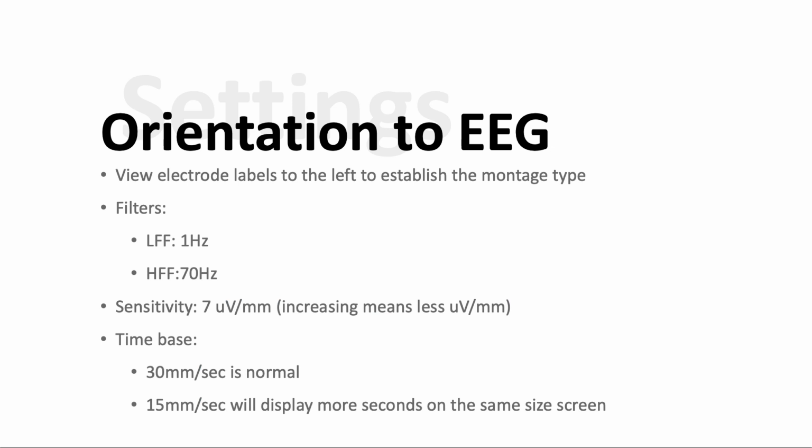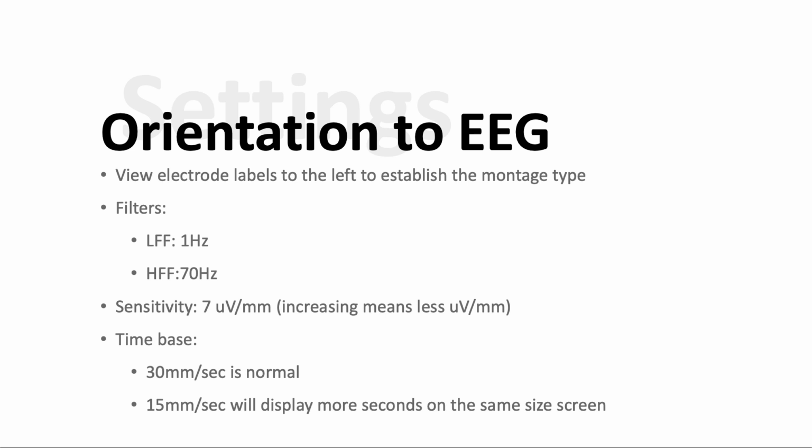When you first start looking at an EEG, of course you want to know what montage it's in, but also you want to check the settings. The settings can drastically influence how an EEG looks. There are some common normal settings worth covering at this time. Filtering is often set as a low frequency filter at 1 Hz and high frequency filter at 70 Hz. We'll delve into more about what filtering actually means later during this lecture.